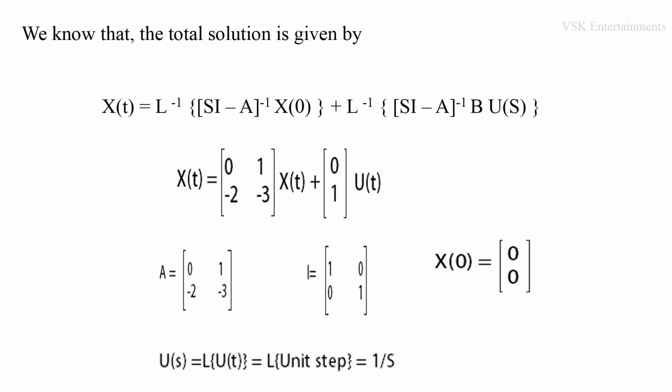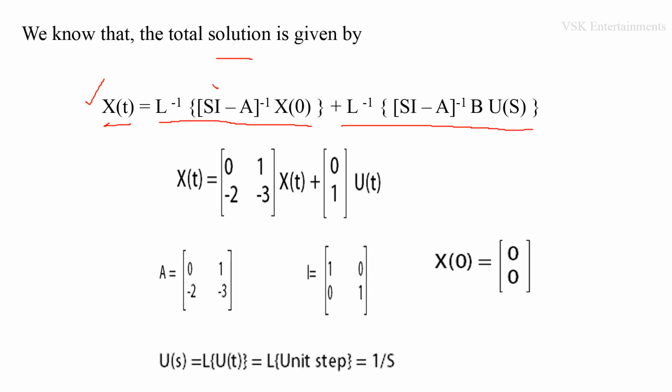In the previous video, we already discussed finding the solution of homogeneous as well as non-homogeneous state equations. In our problem, the given state equation is non-homogeneous. So we consider the solution of the non-homogeneous state equation, given as x of t is equal to inverse Laplace transform of (sI minus A) whole inverse into x of 0, plus inverse Laplace transform of (sI minus A) whole inverse into B into U of s.